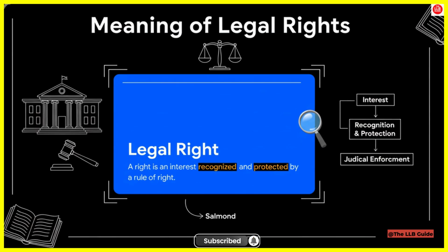He says a right is an interest that's both recognized and protected. Now, the key phrase here is rule of right. What does that actually mean? Well, Salmond clarifies that it means a rule the courts will actually enforce. So a legal right isn't just some moral idea. It's an interest that the law will stand up and defend for you.